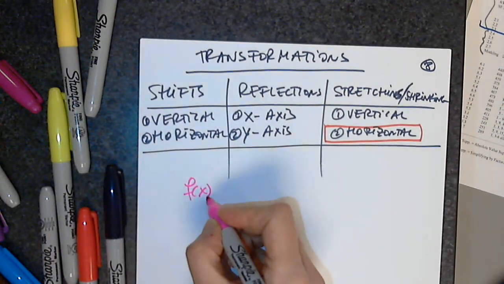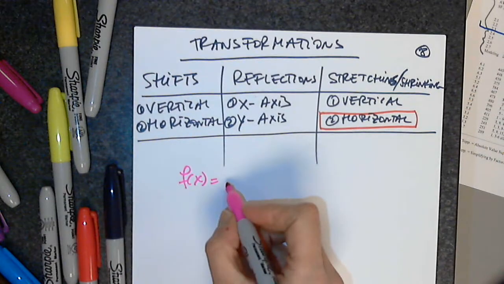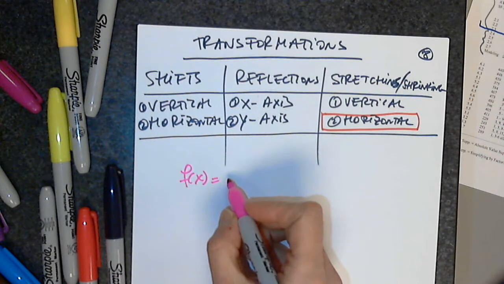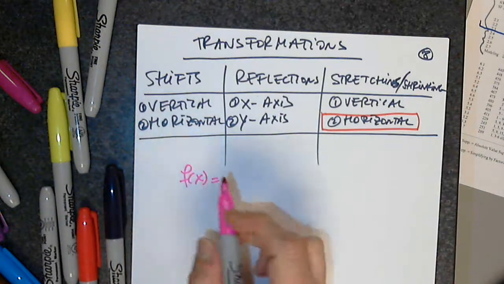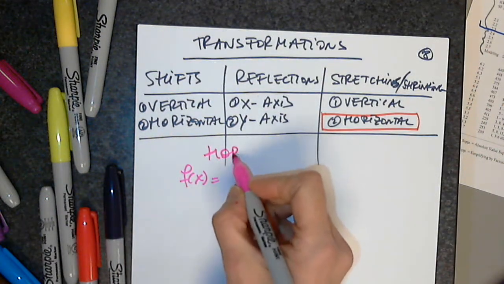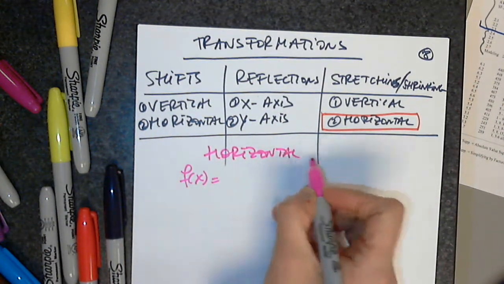I'm going to look at function f of x equals. So I'm going to start with horizontal. Horizontal shifts.